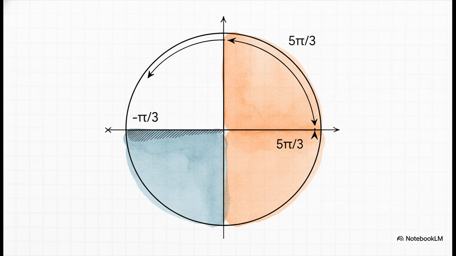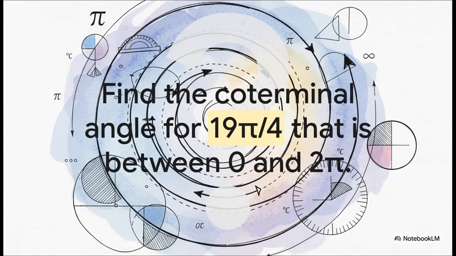Now let's check. Is it positive? Yep. Is it between 0 and 2 pi? You bet. So that's our answer. This means that going clockwise by pi over 3 lands you in the exact same spot as going counterclockwise by 5 pi over 3. All right, time for a trickier one.